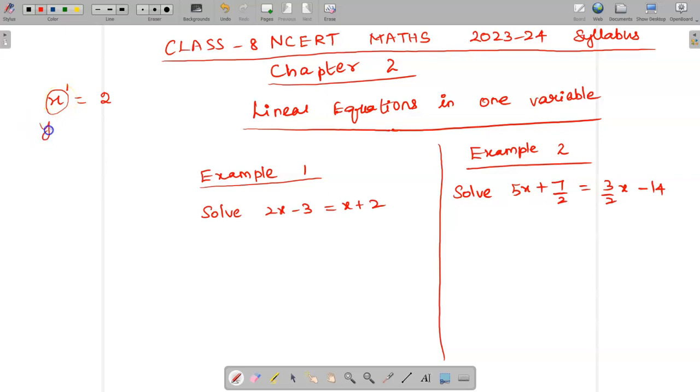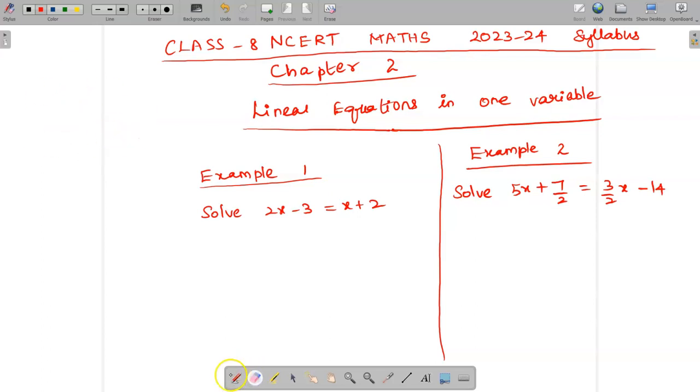For example, if we have y plus x equals 2, here there are two variables, right? But in what we are going to discuss, we always deal with a one variable equation, which is also a linear equation, where the power of x is always 1.